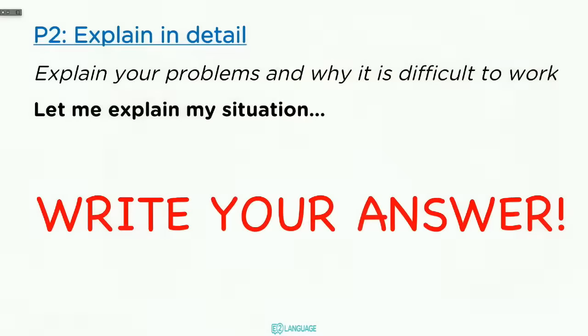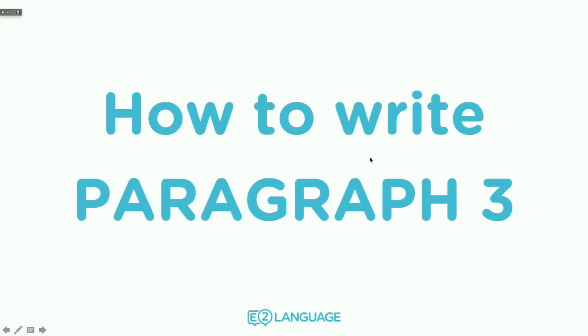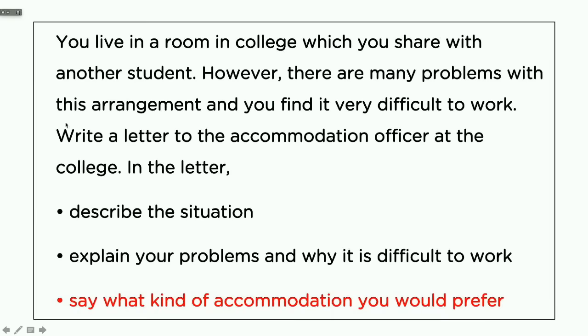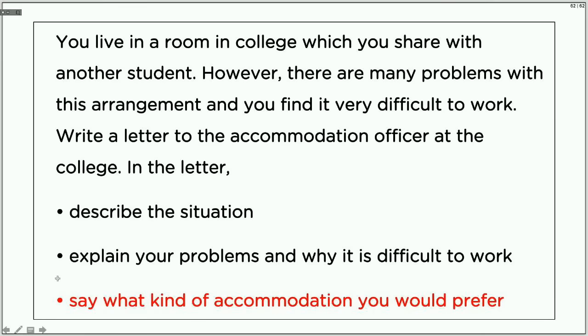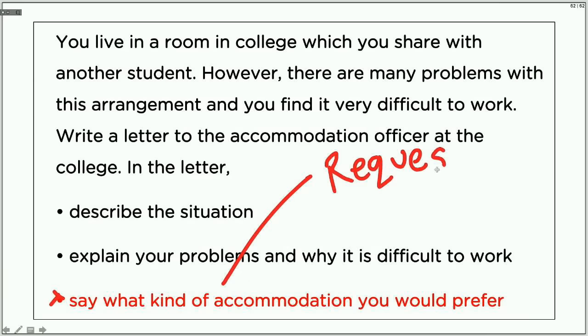Cool. All right, let's keep going. How to write paragraph three. Well, what's paragraph three about? This is where we request. So here it says, say what kind of accommodation you would prefer. Really, what we're doing here is we're requesting something.